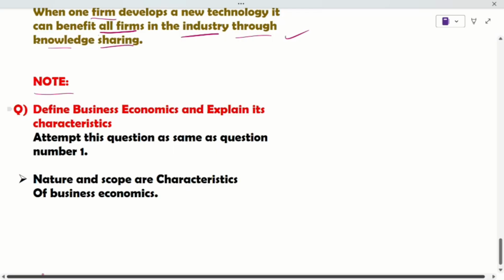Okay, next thing is a note for you. Define business economics and explain its characteristics. If you get this question, attempt this question the same as question number 1. Okay, here the major point is that the nature and scope are the characteristics of business economics.